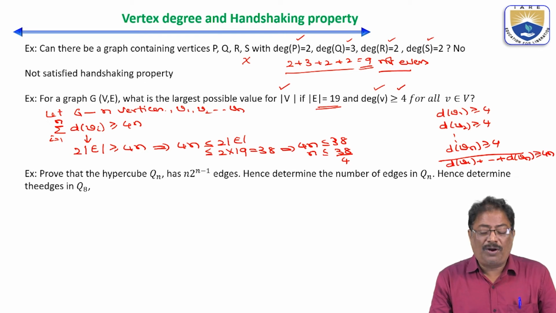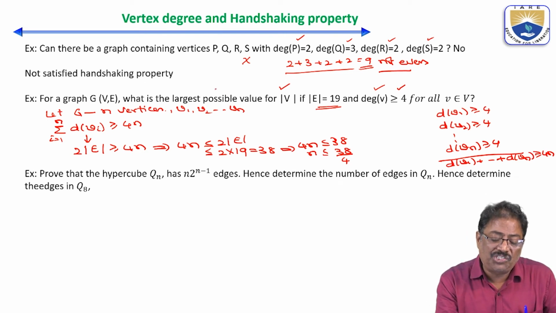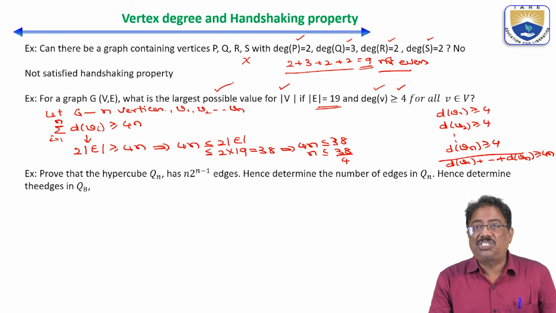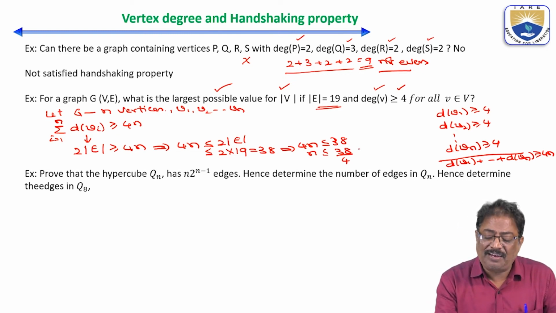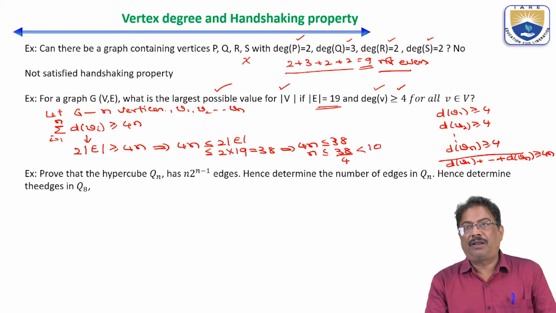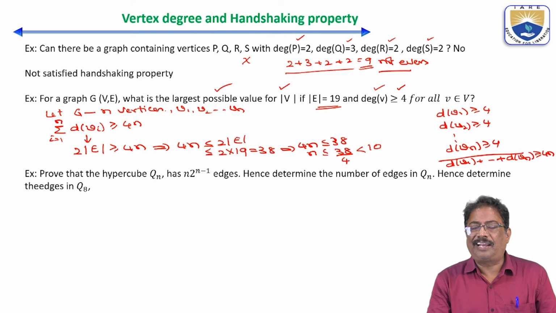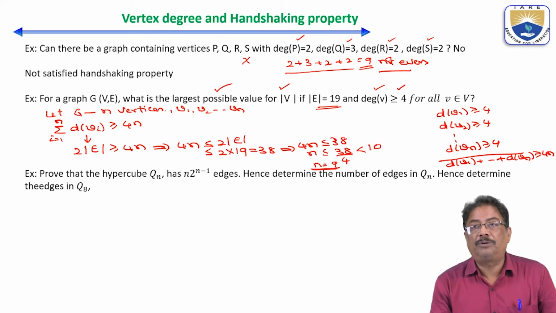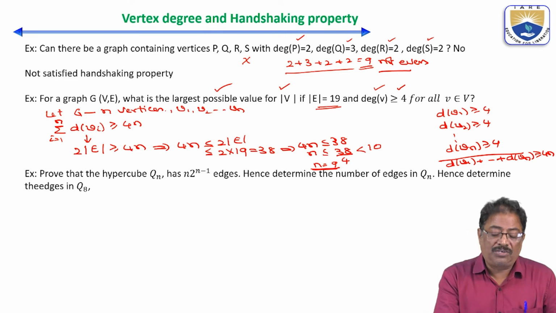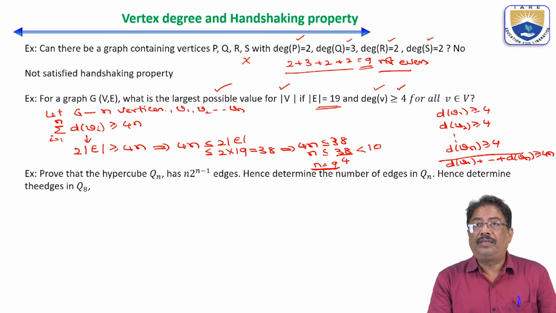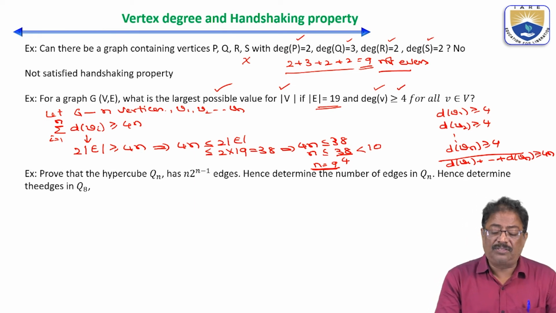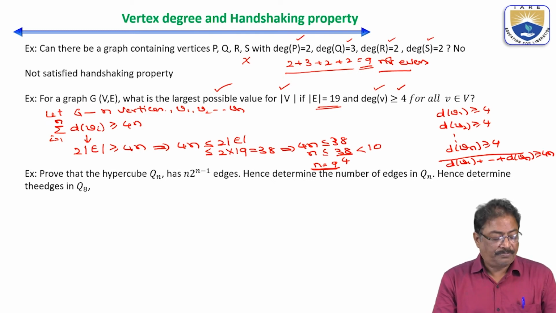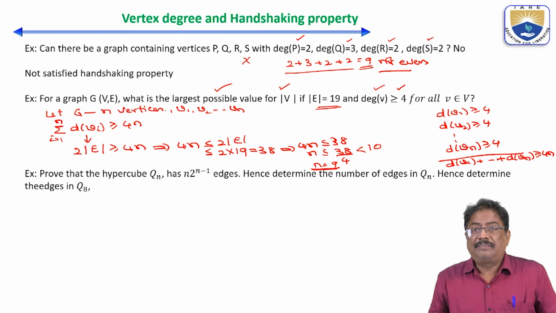So what is the largest possible value? It is less than 10, right? The number of vertices should not be a fraction. It should be less than 10. Less than 10 means the largest possible number of vertices is only 9. So n should be equal to 9. So the largest possible value for the graph is n equals 9. So this is the largest possible value. Now we are considering the other problem.